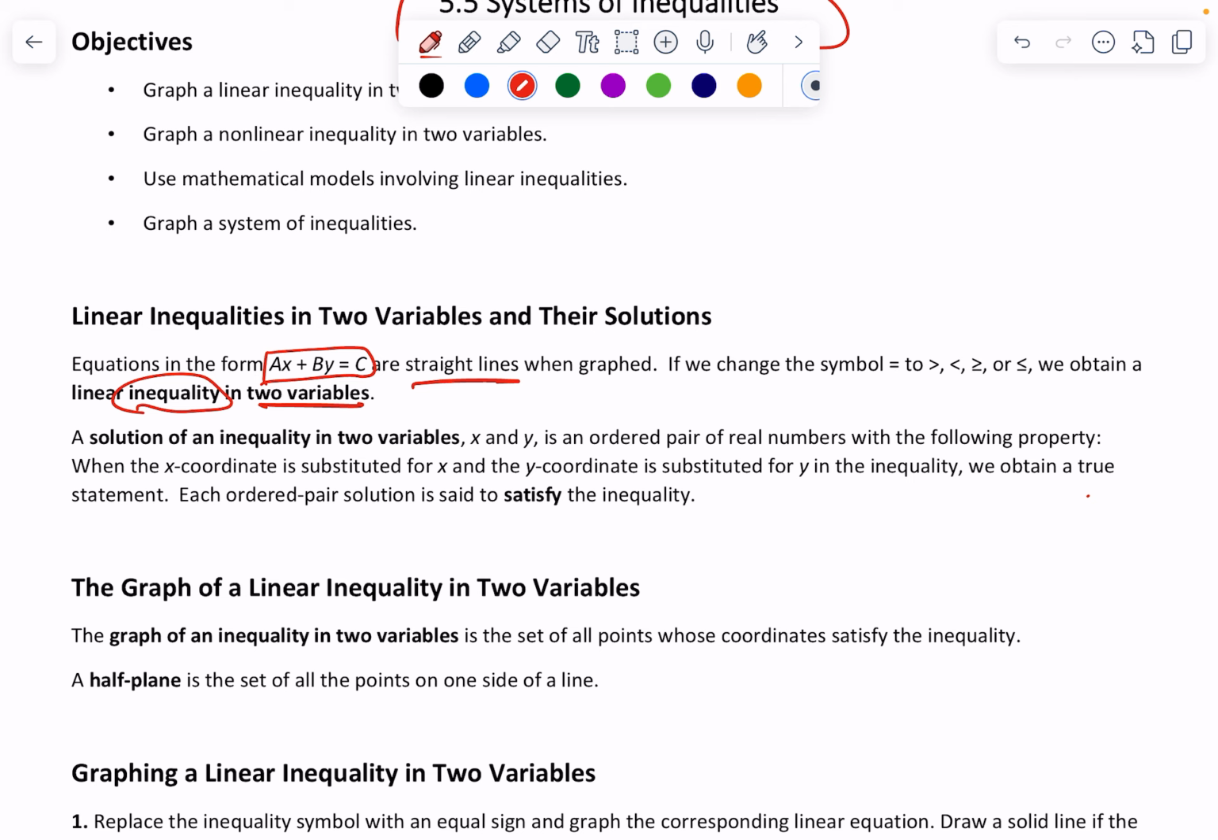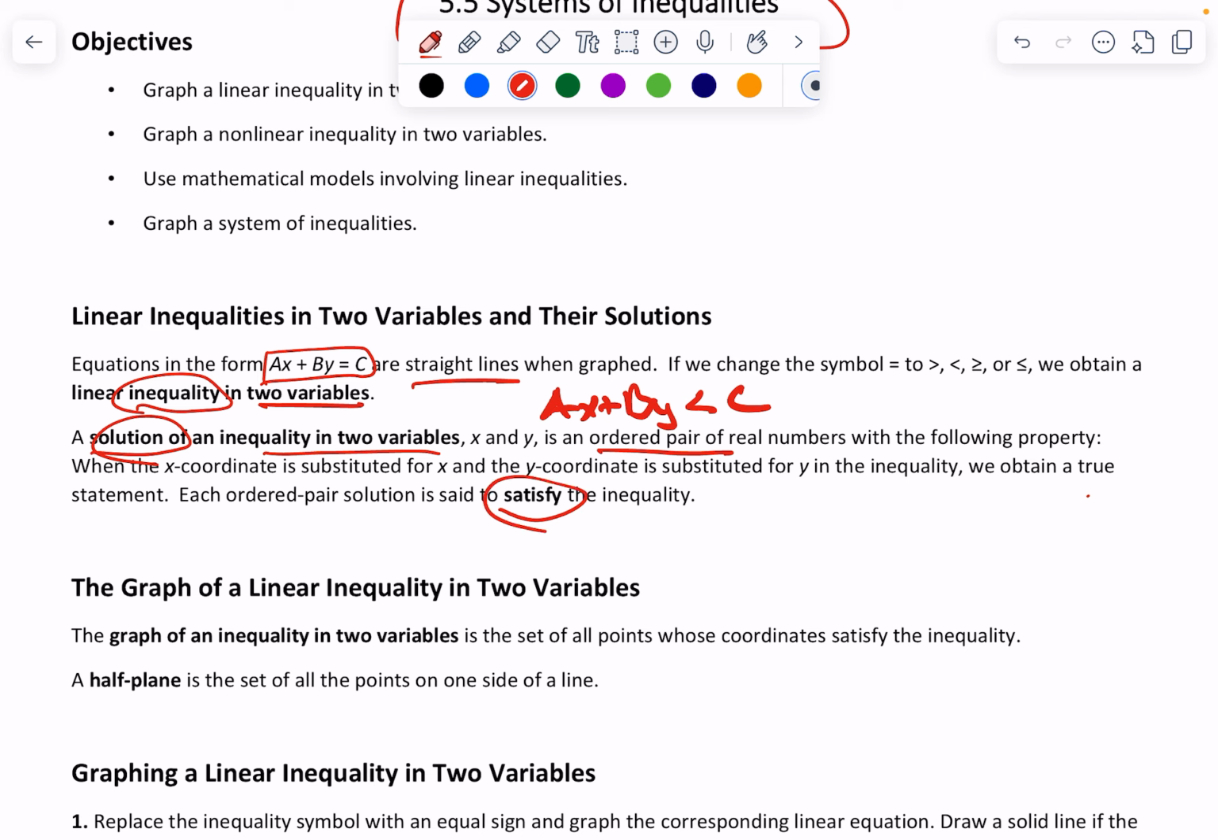So it would look like ax plus by is less than c. That would be a linear inequality in two variables. A solution of an inequality in two variables, x and y, is an ordered pair of real numbers with the following property. When the x coordinate is substituted for x and the y coordinate is substituted for y in the inequality, we obtain a true statement. Each ordered pair solution is said to satisfy the inequality.